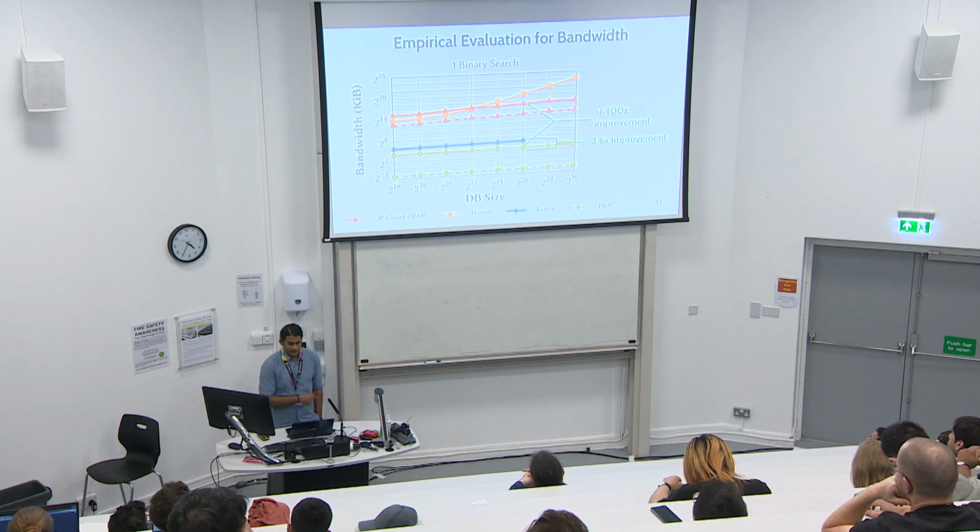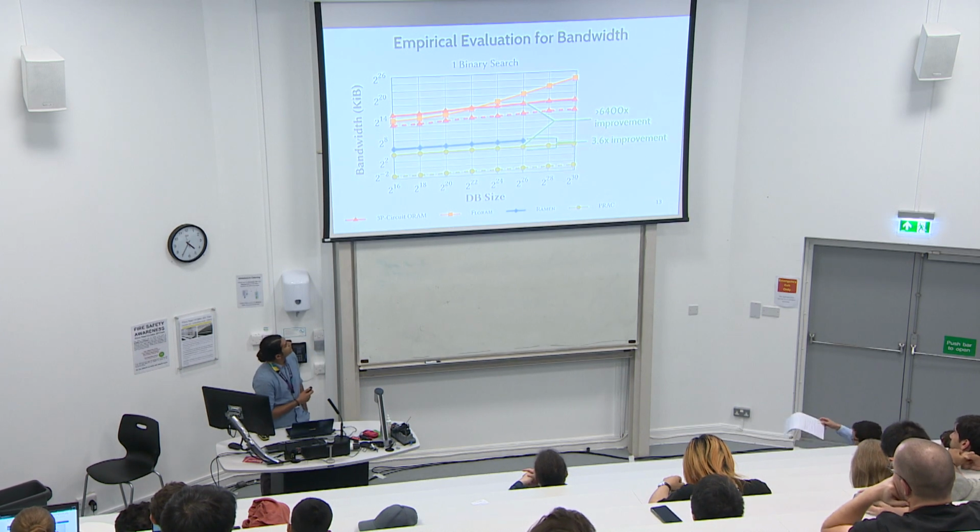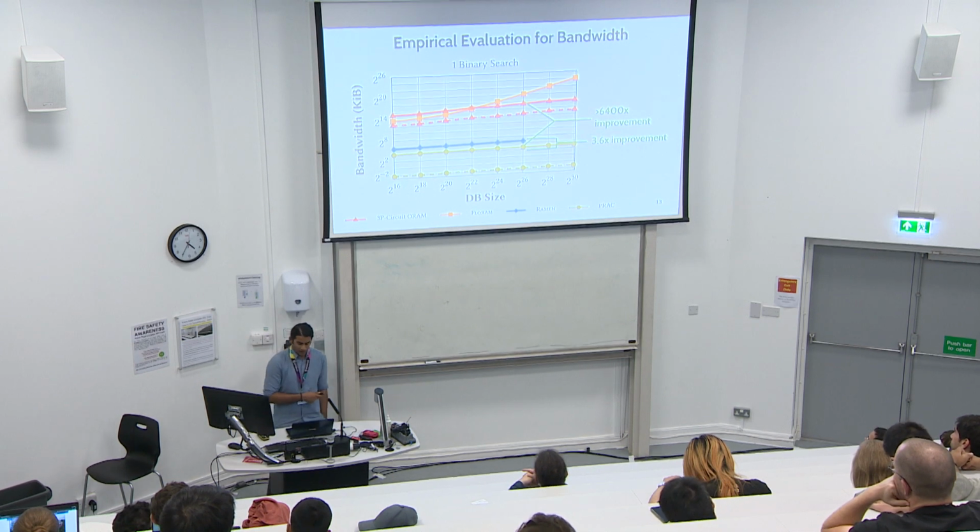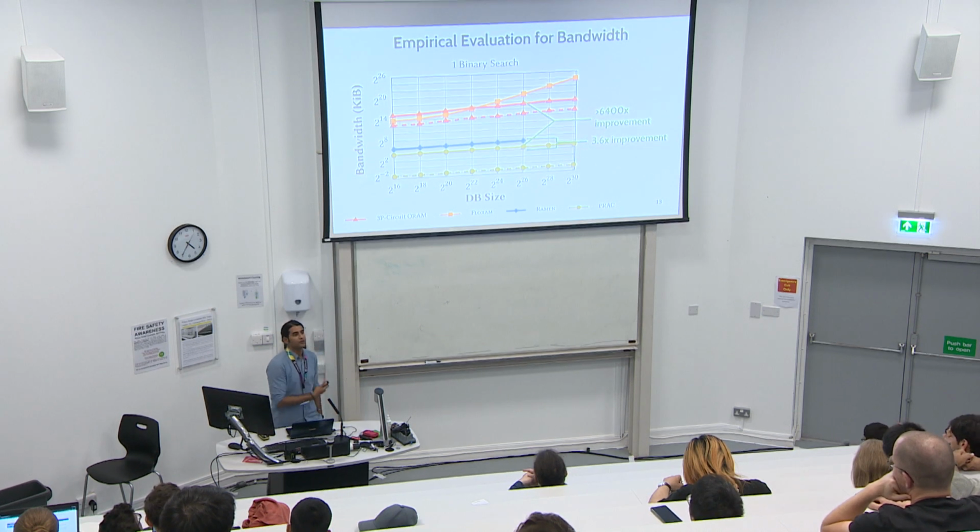In terms of bandwidth, at the same 2 to the power 26 point, PRAC presents more than 3 orders of magnitude improvement over 3PC ORAM and FLORAM, and more than 3.6 times improvement over Ramen. And again, in the offline-online split, you can get another order of magnitude improvement over the improvements that I just mentioned.